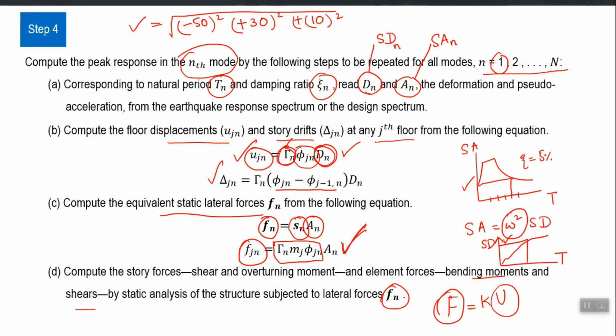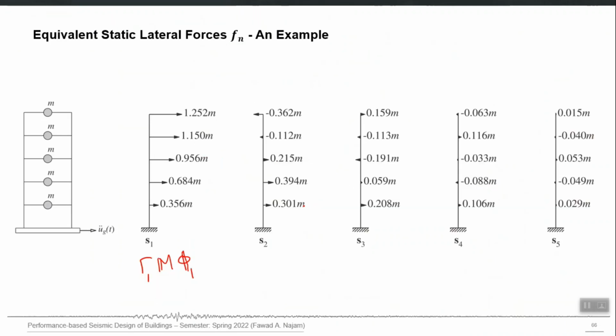So, Sn is showing you the pattern, it is this thing, and An is the spectral acceleration for that mode, which you pick from the response spectrum. This is for the second mode pattern, third mode, fourth mode, fifth mode. If the story masses are constant, the force patterns will resemble the mode shape pattern, right.